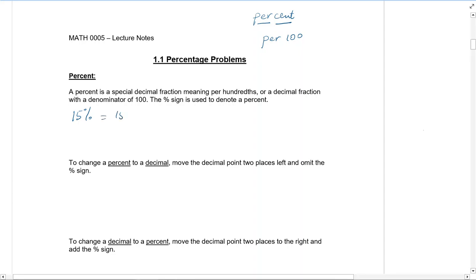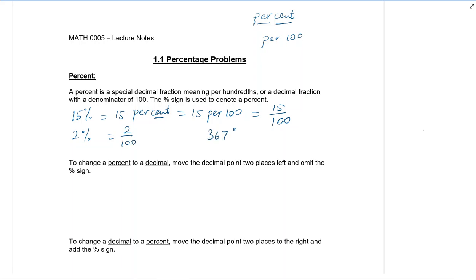When I say 15%, it means I'm talking about a special decimal fraction per hundredth. So 15% means 15 per 100, and in other words we can say 15 out of 100. Similarly, if you have 2%, that means 2 out of 100. If we have 367%, that means 367 divided by 100. So that is our percent.